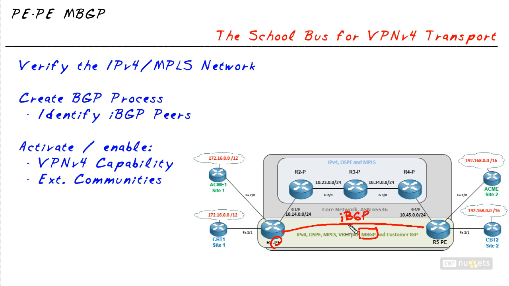And when we set up BGP initially, we'll create the process, we'll identify the BGP peers. We're going to want to point to each other as far as peers go to their loopback. So R5 will be 5.5.5.5, and R1 will be 1.1.1.1.